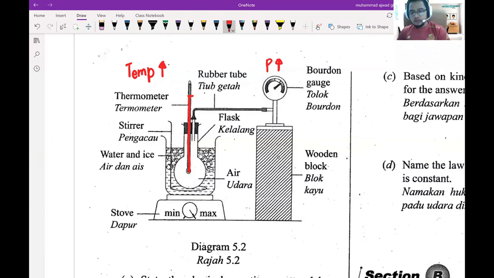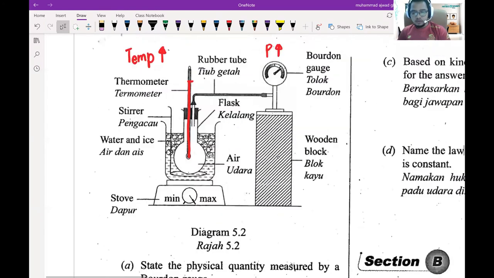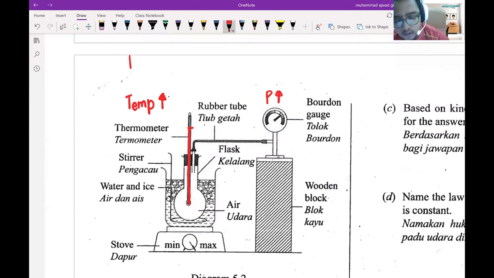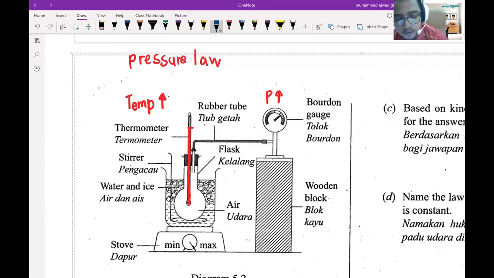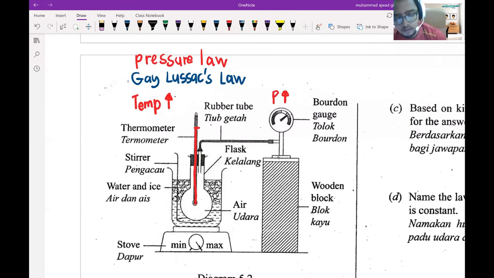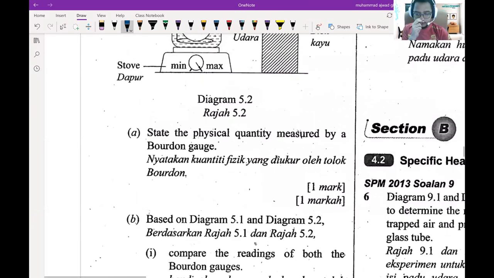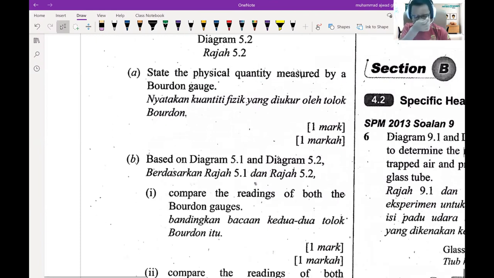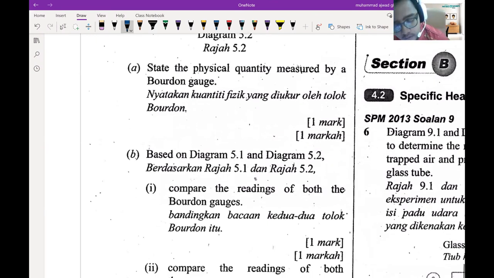So pressure and temperature, which law? Pressure law. So kita kena tahu tu dulu. Sebab kalau ni keluar paper tu, confirm dia akan tanya at the end, which law? So the answer is pressure law. Nampak bijak sikit, korang boleh tulis. Ni nama yang betul. Okay, Gay-Lussac's law. Okay. So state the physical quantity measured by the Bourdon gauge: gas pressure.